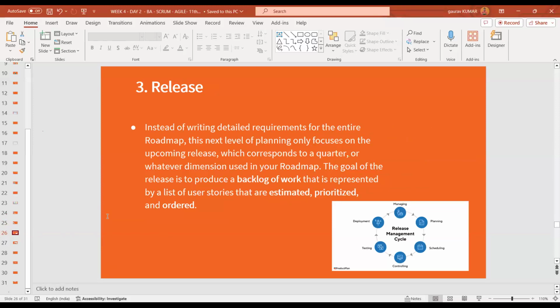Okay, so let's talk about the release now. Can someone read the first bullet point for me, please? Instead of writing detailed requirements of the entire roadmap, this next level of planning only focuses on the upcoming release, which corresponds to a quarter or whatever dimension is used in your roadmap. The goal of the release is to produce a backlog of work that is represented by a list of user stories that are estimated, prioritized, and ordered.